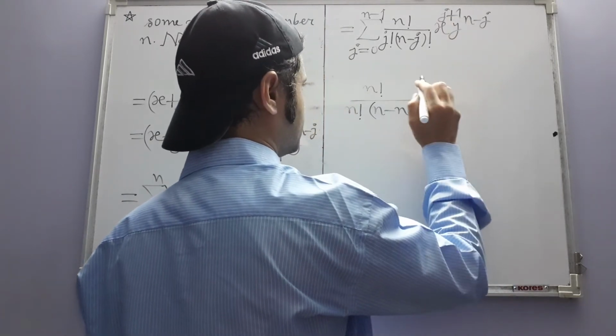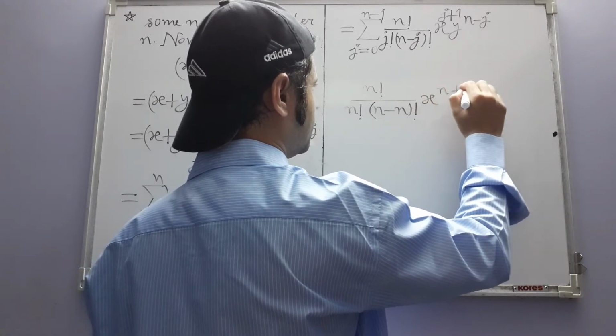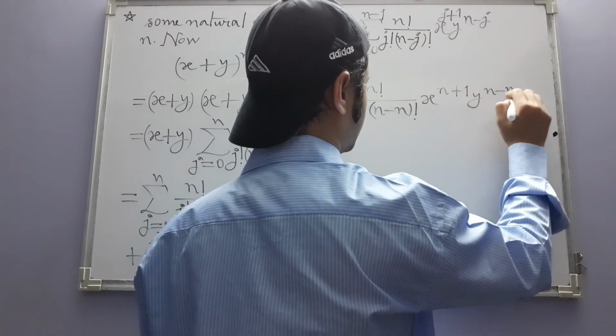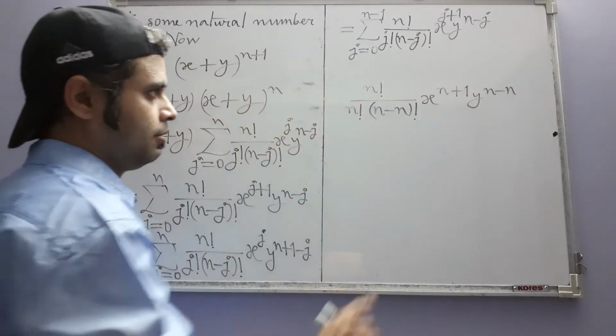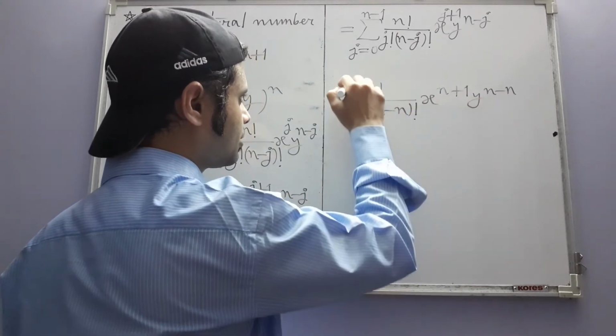And what will we have here? If you put n in place of j, you have x to the power n plus 1 and y to the power n minus n. This will of course be 1 and it will vanish. What about this thing?